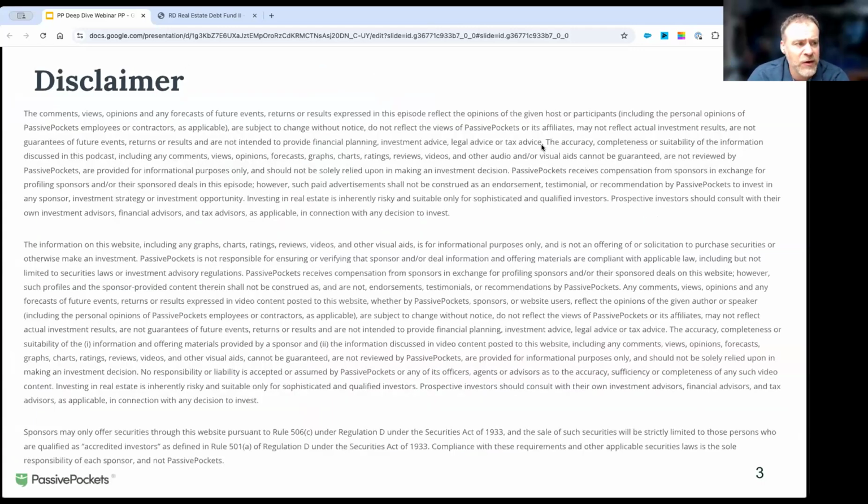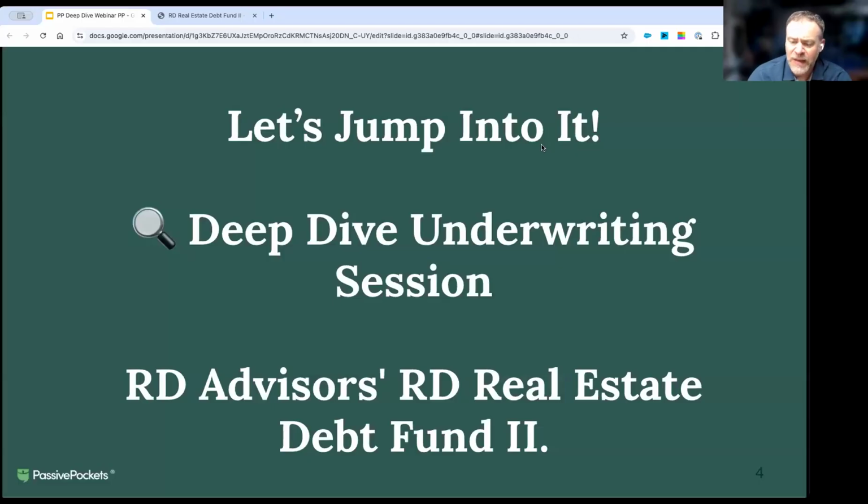Quick disclaimer here: Passive Pockets is not endorsing any deals or making recommendations. Our goal is to help you understand how funds and deals make money, so you can do a better job of due diligence and invest in the appropriate funds for you and your family. But it's time to jump into it.